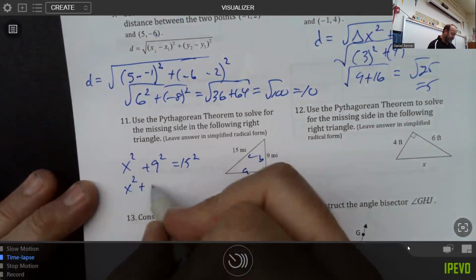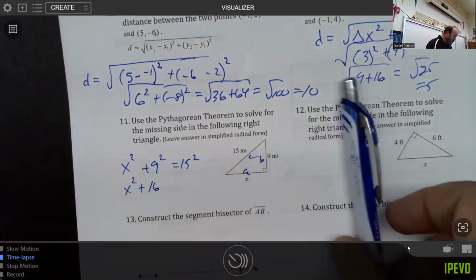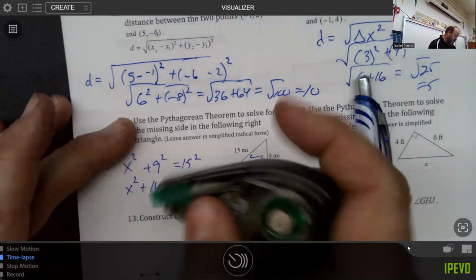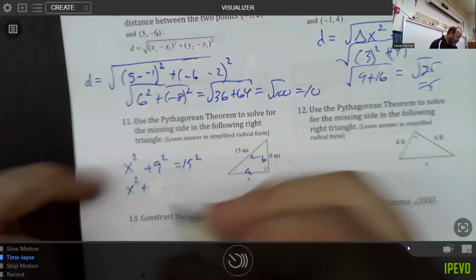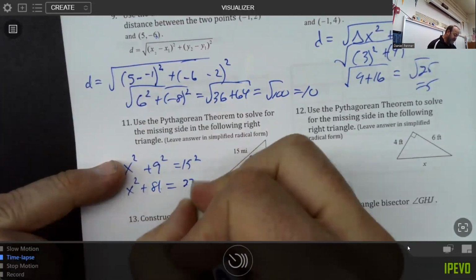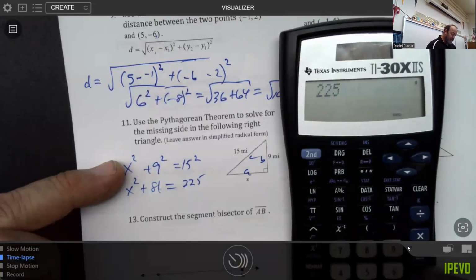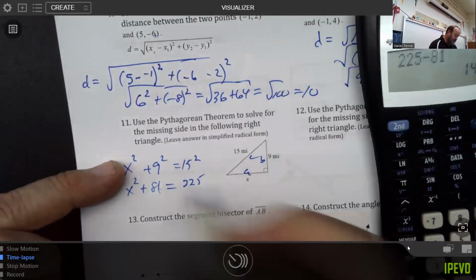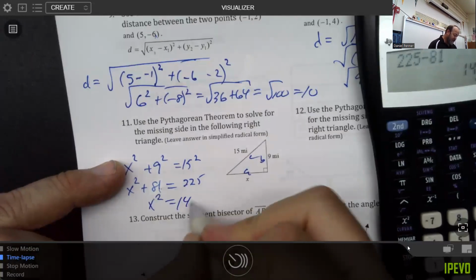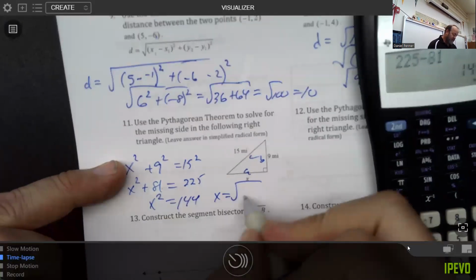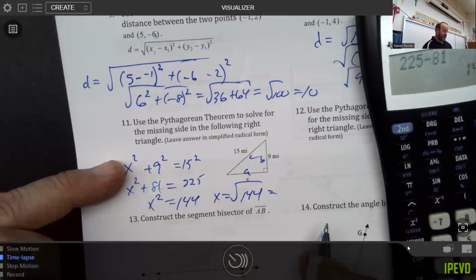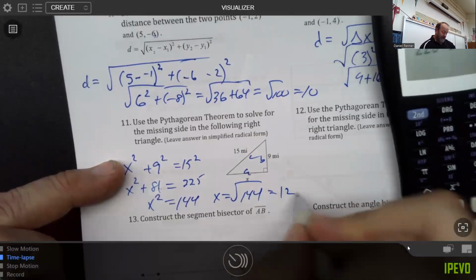So here we go. So remember, we got x squared plus 9 squared, which of course is 81, is 225. And so I think I want to take the 225 and subtract 81 from both sides. So I got x squared is 144. And of course, that makes x the square root of 144, which I hope you guys know is 12.